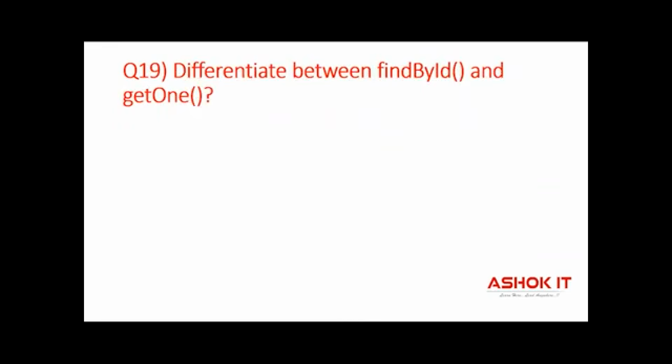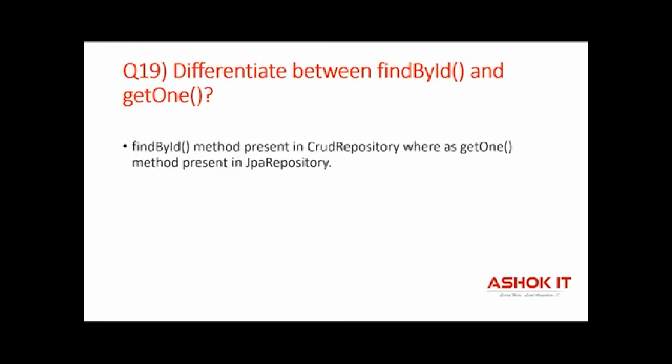What is the difference between findById and getOne? It is also one of the mostly asked questions. Both are used to fetch one row of data based on the primary key. But findById actually exists in CrudRepository. getOne exists in JpaRepository.